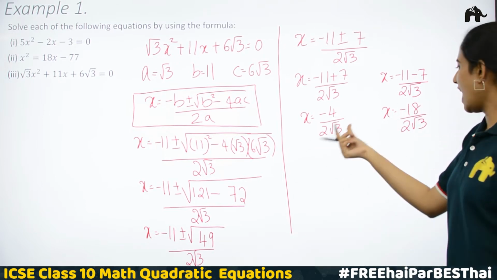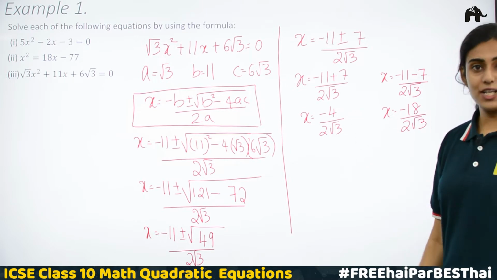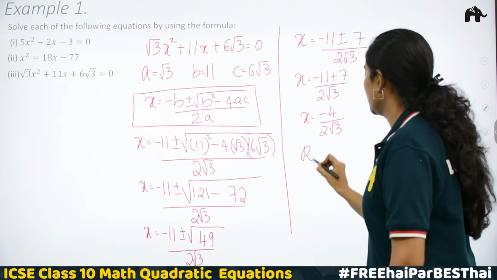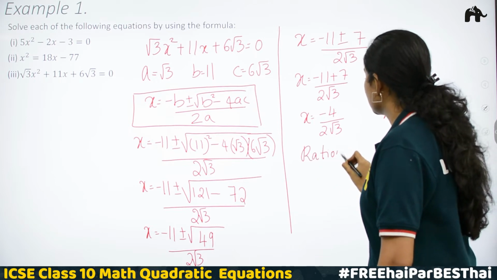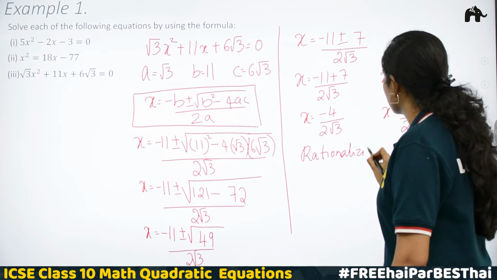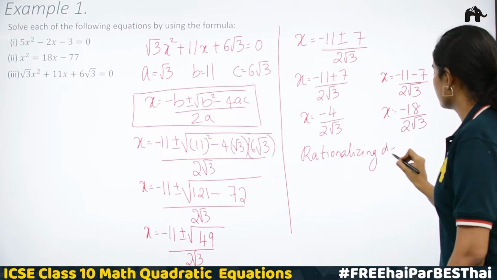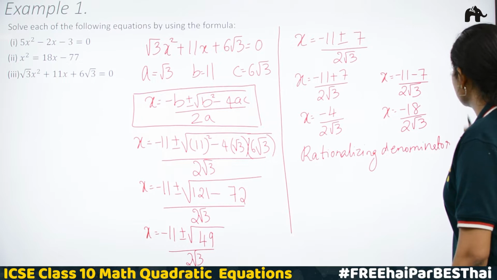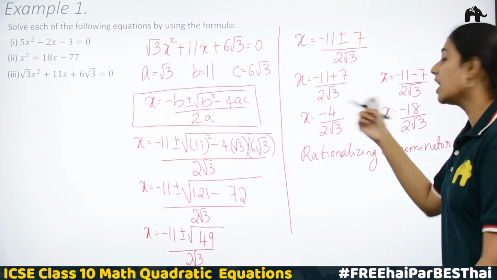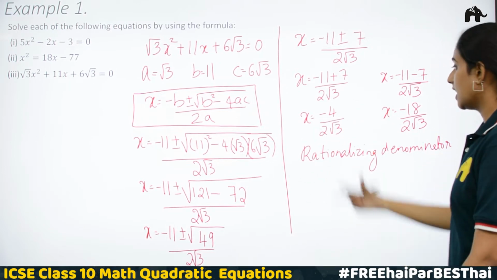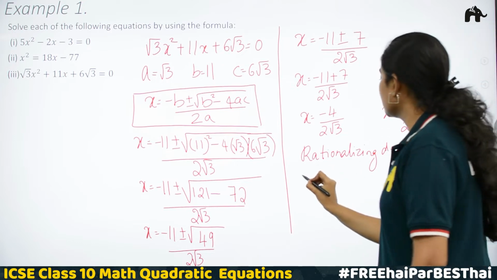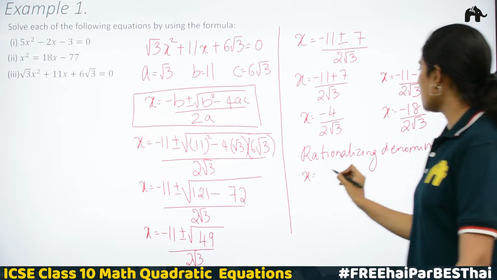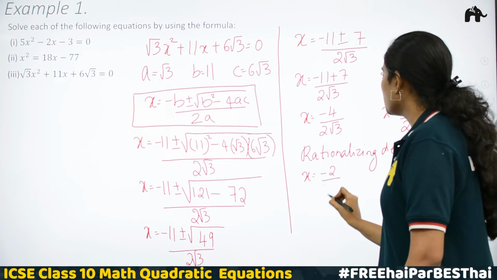Okay, here we have a root 3 in the denominator. In that case, we will rationalize the denominator. What is rationalizing the denominator? We are going to remove this root from the denominator. Now, x can be written as x is equal to, we can cancel this 2 and minus 4, you will be getting minus 2 by root 3.